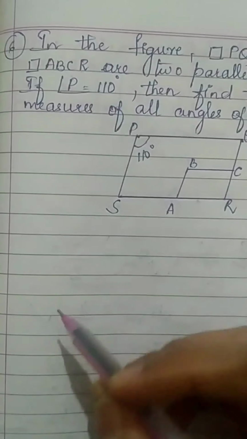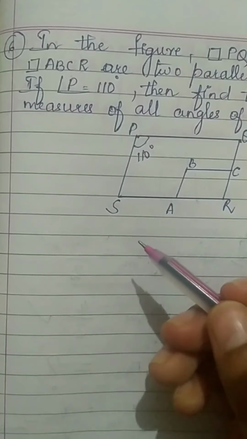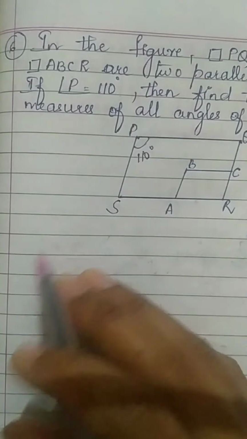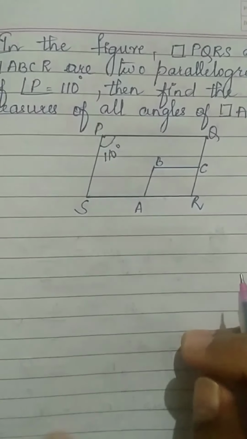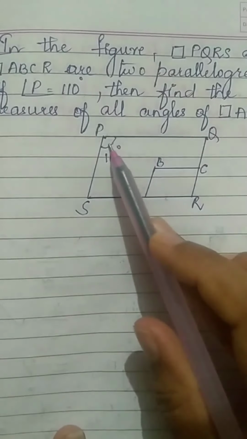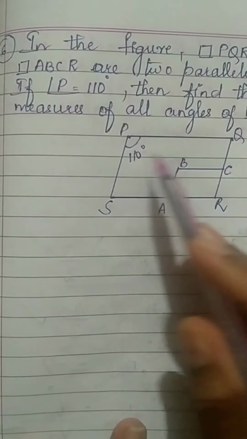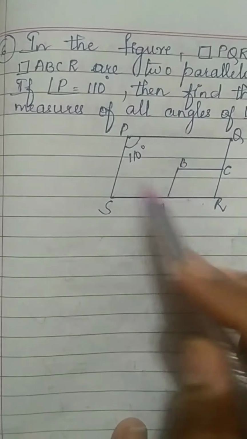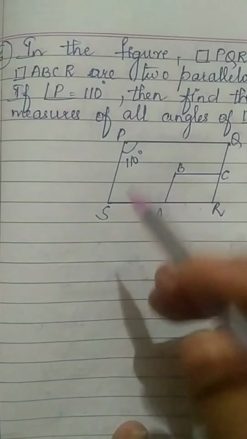Sum number 7 is cancelled for you according to the new reduced syllabus. Sum number 7 is cancelled. So be happy. This is the last sum for the practice set, and it is a very simple sum. In the figure, quadrilateral PQRS and quadrilateral ABCR are two parallelograms. Both are parallelograms.